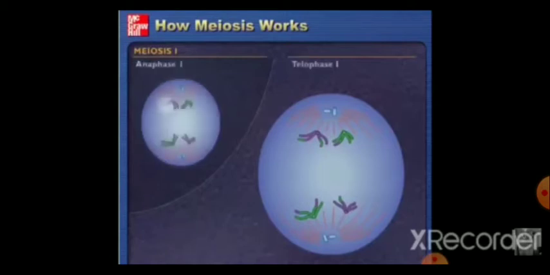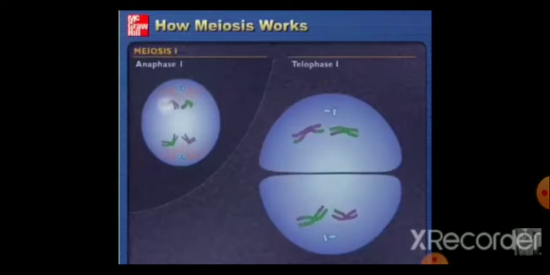Once the chromosomes are lined up, the ends of the spindle fibers attach to each centromere. In anaphase 1, the chromosomes move apart from one another along the spindle fibers to the opposite ends of the cell.